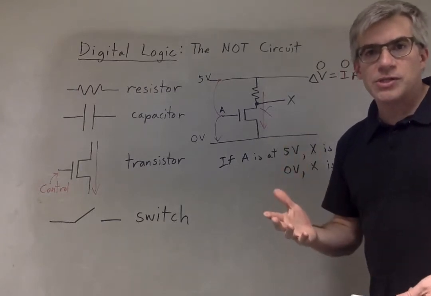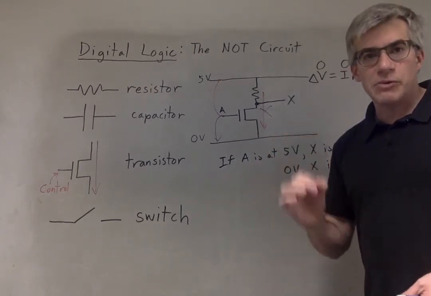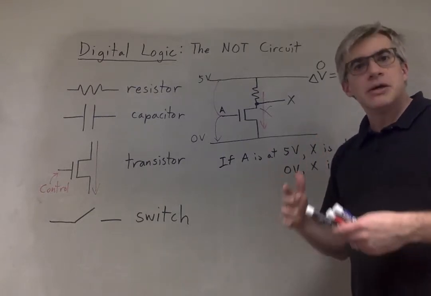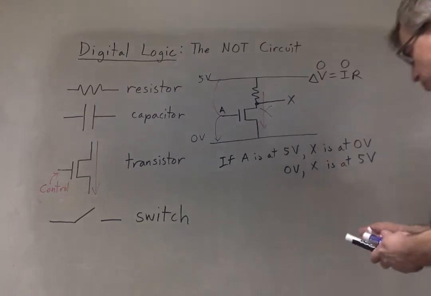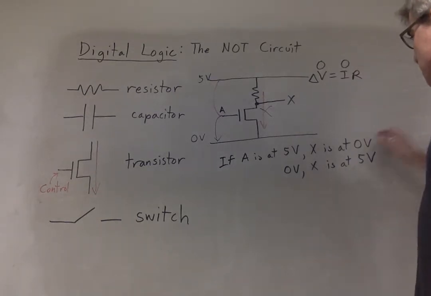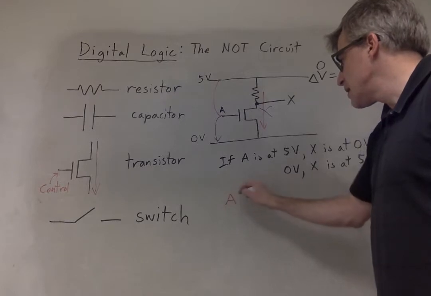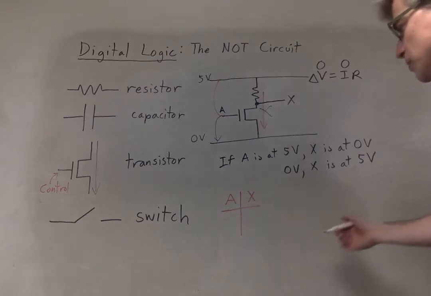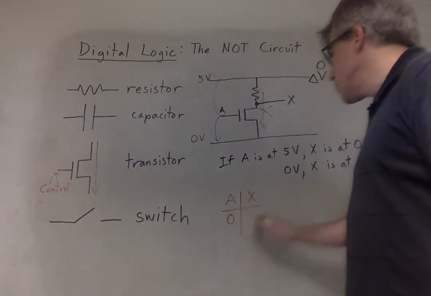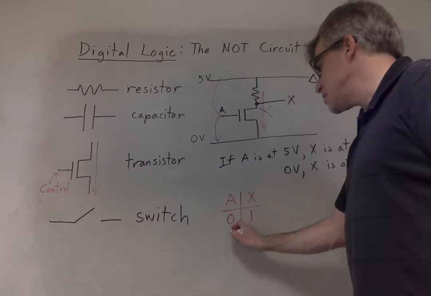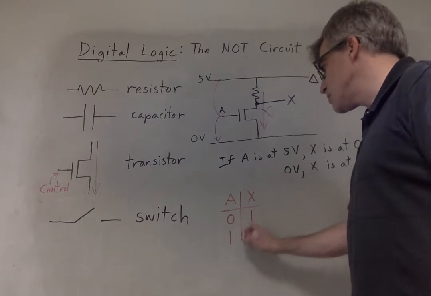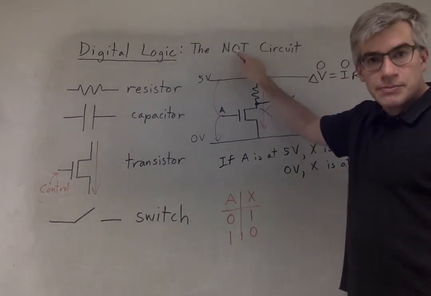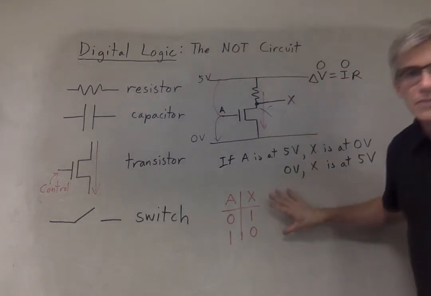So we have a code for this. We say that 0 volts counts as a 0, and 5 volts counts as a 1. And that's the beginning of binary arithmetic in circuits. So we consider this A and X, maybe what we call a truth table. If A is 0, then X will be 1, and if A is 1, then X will be 0. And this is called a NOT circuit. All right, that's the first kind of logical circuit.